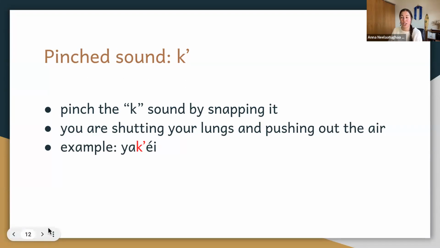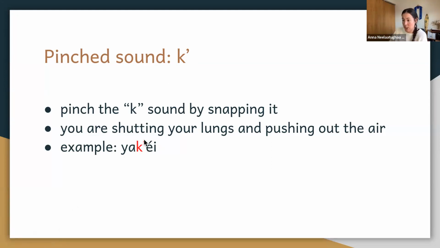Next one is a pinched sound. How do we know that a letter should be pinched? By the apostrophe. If you see an apostrophe after a letter in Tlingit, you know to make it sound snappy. You pinch the K by snapping it. I've heard it described as snapping your teeth on it. I've also heard it described as shutting the air off your lungs and pushing out the air that's already above your throat. So in the word yake, we pinch the K.